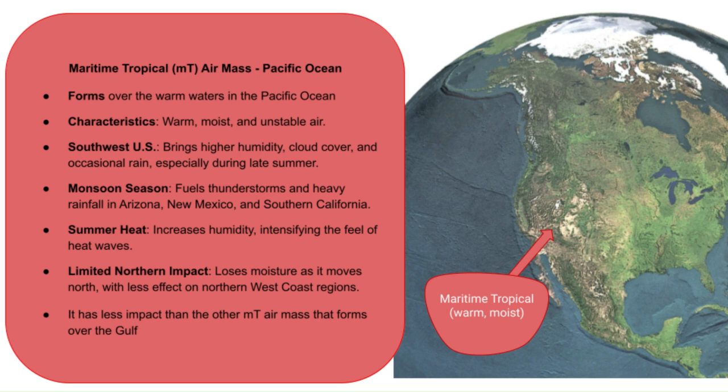Additionally, it enhances summer heat and humidity, making heat waves feel more intense. While it loses much of its moisture before reaching northern areas like Oregon and Washington, this air mass still influences weather patterns in the southwest US. While the maritime tropical air mass over the Pacific is not as impactful as its Gulf of Mexico counterpart, it still influences the southwest US with moisture and storm activity.